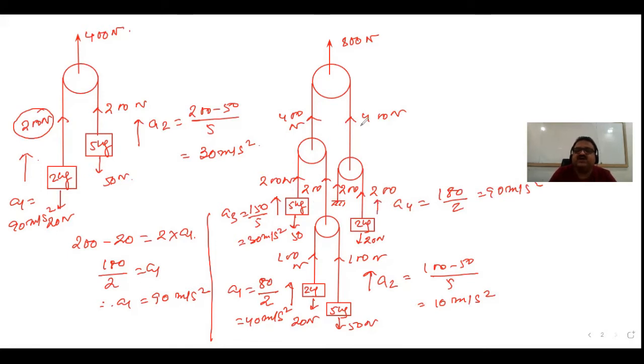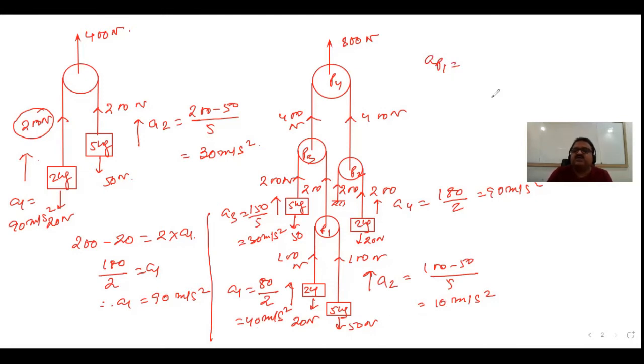Now watch here. So this is the way we can calculate the acceleration so easily. Now we can calculate the acceleration of the pulley element. So let me mark this as P1, this as P2, this as P3, and this as P4. So what will be the acceleration of P1? Look at this. Acceleration of P1 is this. This is upward.